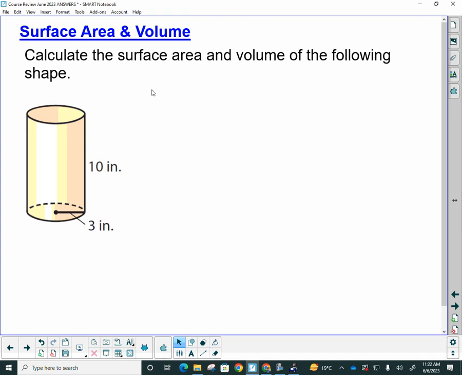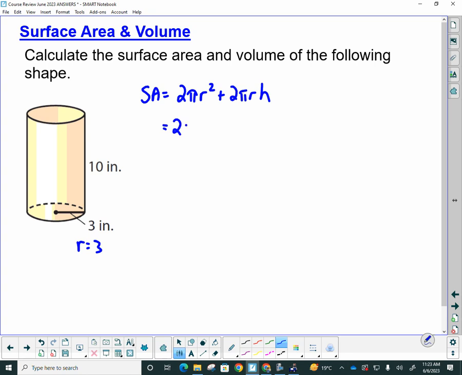We'll do it in blue. So 2 pi r squared represents the two circles, and the 2 pi r h represents the lateral surface. You'll see that this one we're given the radius, unlike the last one where we were given the diameter, we had to figure out the radius. Here we have it. So this is just a matter of punching it in to this formula. So 2 times pi times 3 squared plus 2 times pi times 3 times the height, which is right there, is 10.